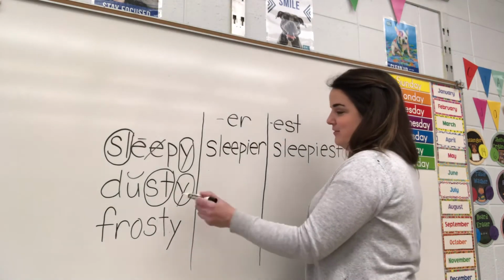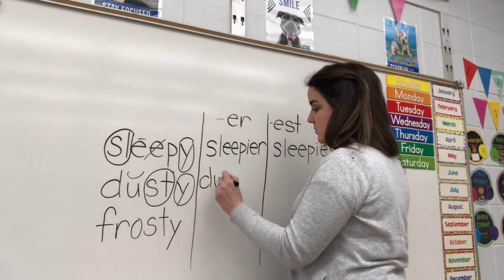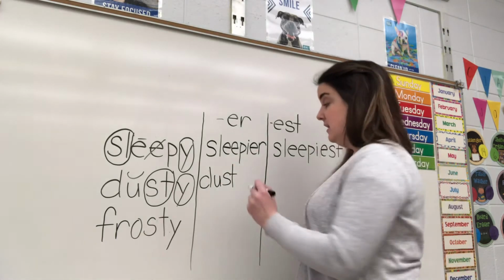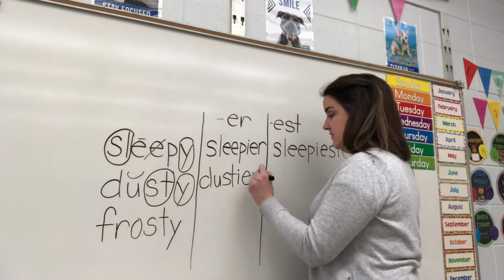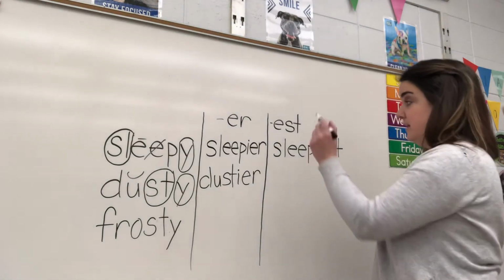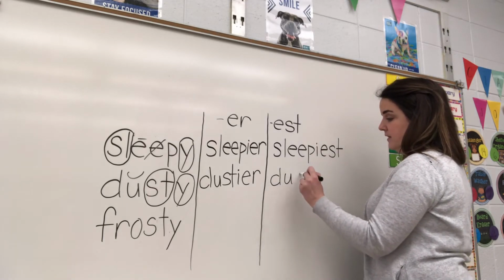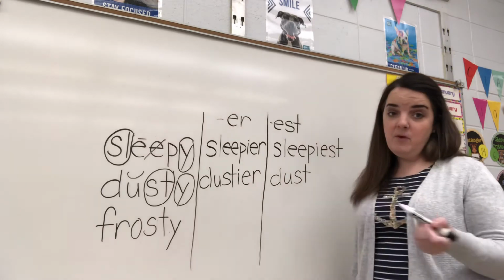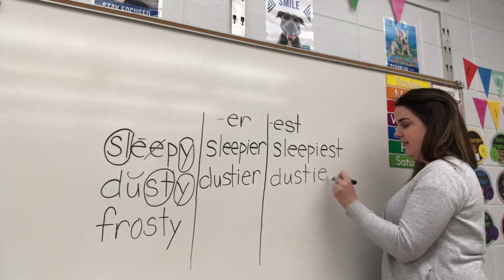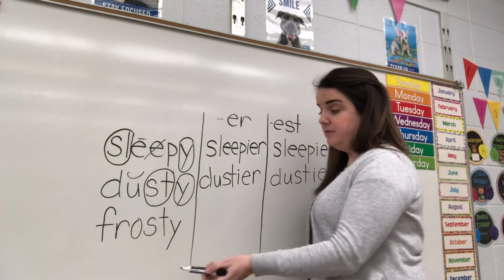So here we go. I'm going to take the word dusty and I'm going to add the suffix er. So here we go, dust, and once again we're changing the y to an I, and then we're adding the suffix er. So we have the word dustier. And then we're going to come here to the column with the est and do the same thing. Dust. We're not keeping the y. We're changing the y to an I. And then I'm adding est for dustiest.